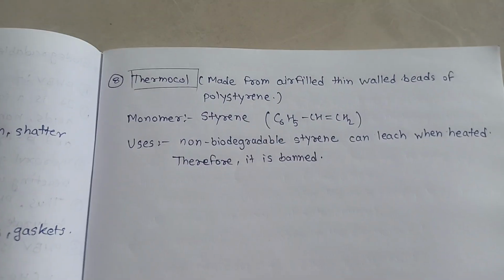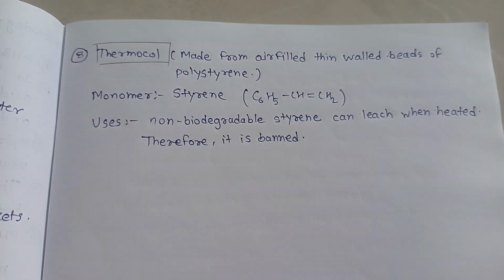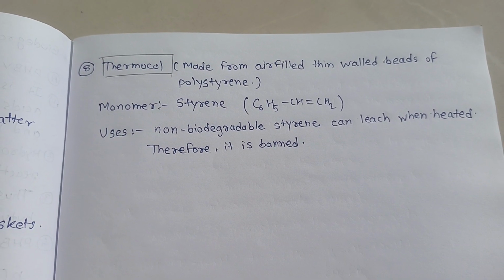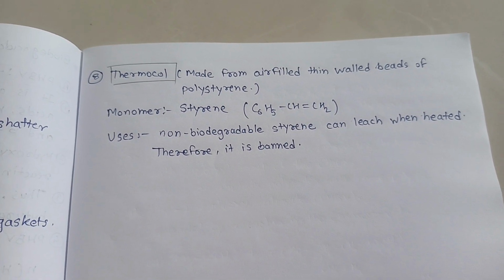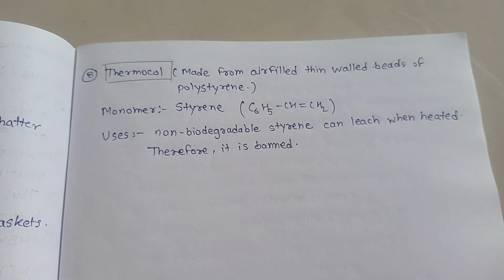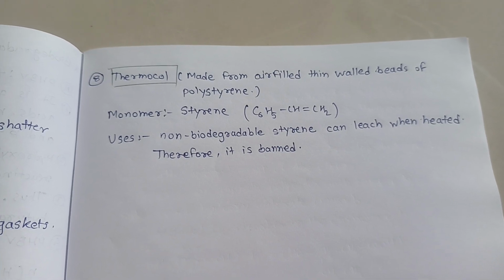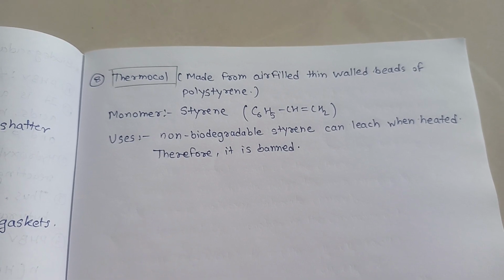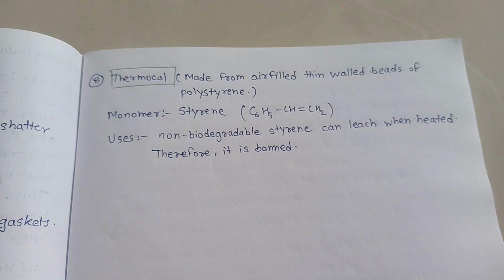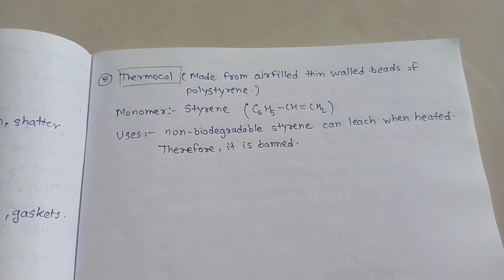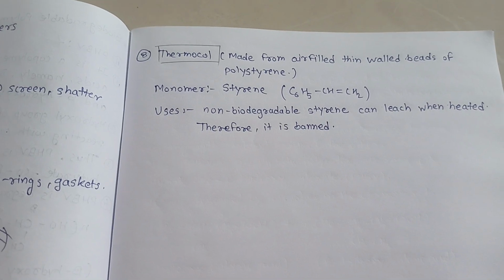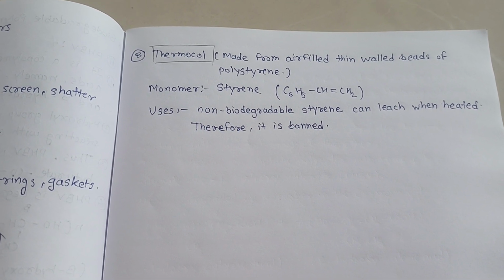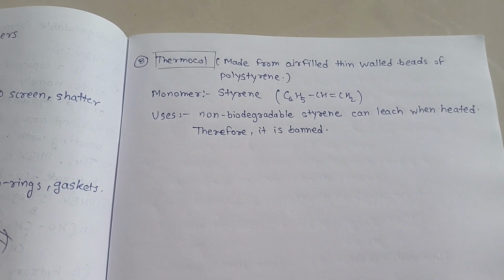And then last, that is thermocol. Thermocol is made from air-filled thin-walled beads of polystyrene. So monomer is styrene. Styrene structure we already discussed. Uses: non-biodegradable, styrene can leach when heated, therefore it is banned. So these are the commercially important polymers. Thermocol was used earlier, but nowadays it is banned because of the leaching process.